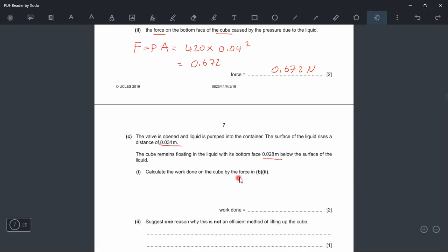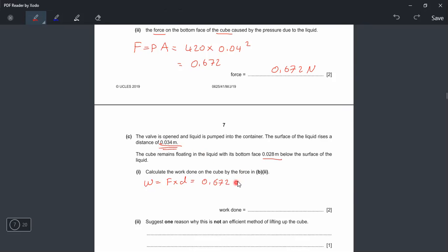Calculate the work done on the cube by the force that you've calculated in b-ii. Now work is quite simple. Work is force times distance. So it's that same force times the distance that the cube was lifted up. So times 0.034, which gives me a really long number here. So I'm just going to write this down to 3 significant figures. So 0.0228.